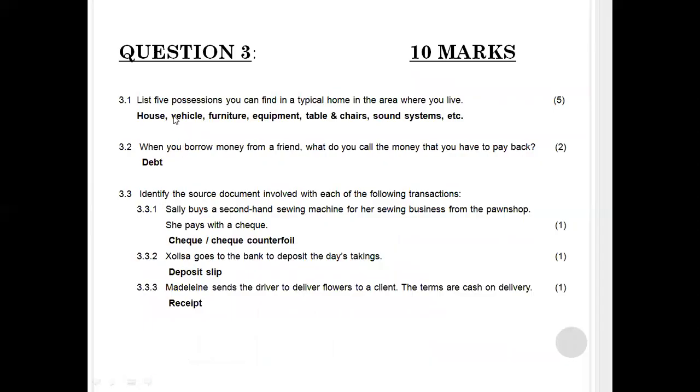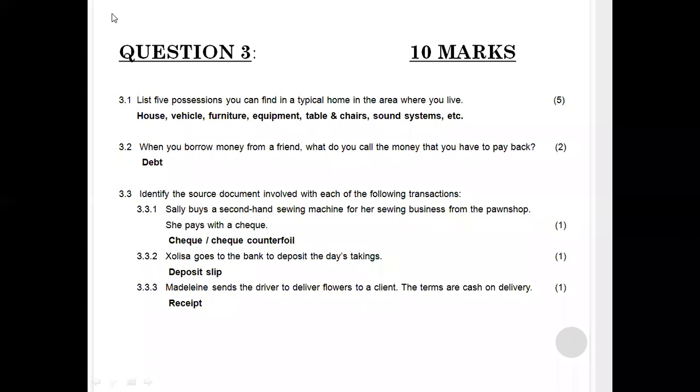Right, so there is question 3. Question 3 is counting 10 marks. Let's start with 3.1. 3.1 is saying list 5 possessions you can find in a typical home in the area where you live, for 5 marks. So you need to mention 5 things to get the 5 marks.